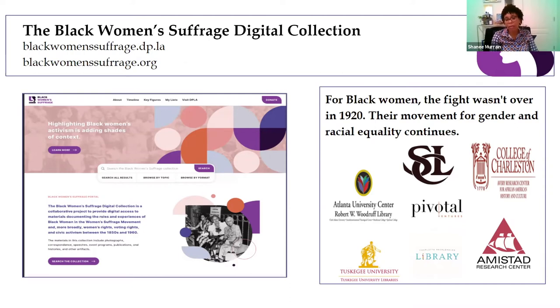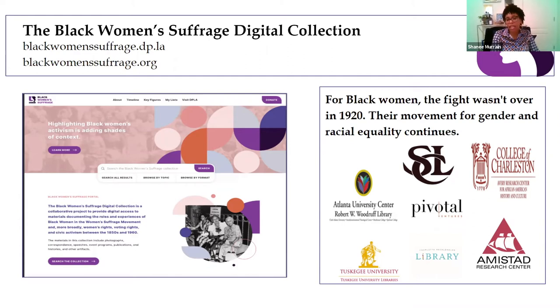The site is powered by funding from Pivotal Ventures, which is an investment and incubation company created by Melinda Gates, who has a focus on women's storytelling. The project provides digital access to materials documenting the roles and experiences of Black women in the women's suffrage movement and more broadly, women's rights, voting rights, and civic activism between the 1850s and 1960. The Black Women's Suffrage Digital Collection is an exciting opportunity for DPLA to work with cultural heritage organizations outside of our network, which is important to us.